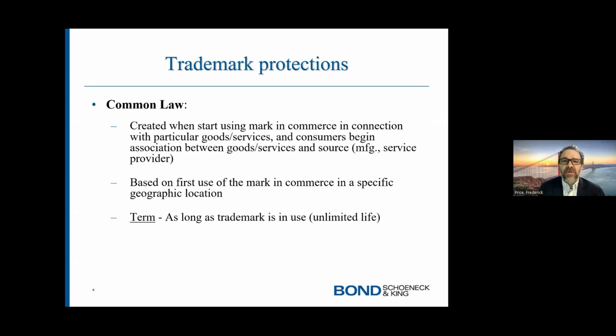There are two types of trademark protections. One is common law and one is a federal registration. First, common law. First one to use a trademark in conjunction with a particular good or service wins. And that trademark right is created when you start using the mark in commerce in conjunction with particular goods or services, and the consumer begins to associate that mark with your goods and services. And it's based on the first use of that mark in commerce with those goods and services in a particular geographic location. That's one limitation that the federal registration doesn't have. And the term of a trademark, well, as long as the trademark is in use, unlimited life.